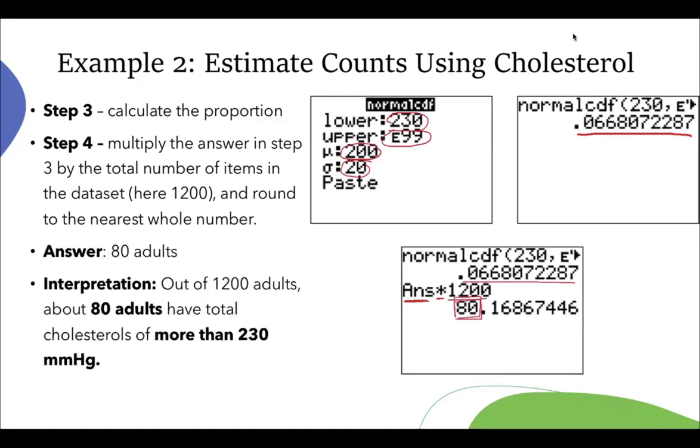So let's interpret what this means. Out of 1,200 adults, about 80 adults have total cholesterols of more than 230. Okay, so if the number after the decimal point were 5 or greater, we would round this 80 adults to 81 adults. But we're going to just follow normal rounding rules here.